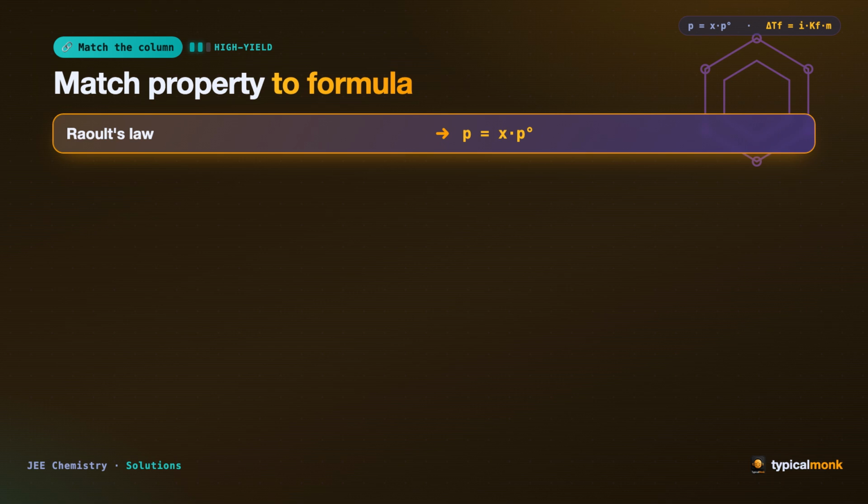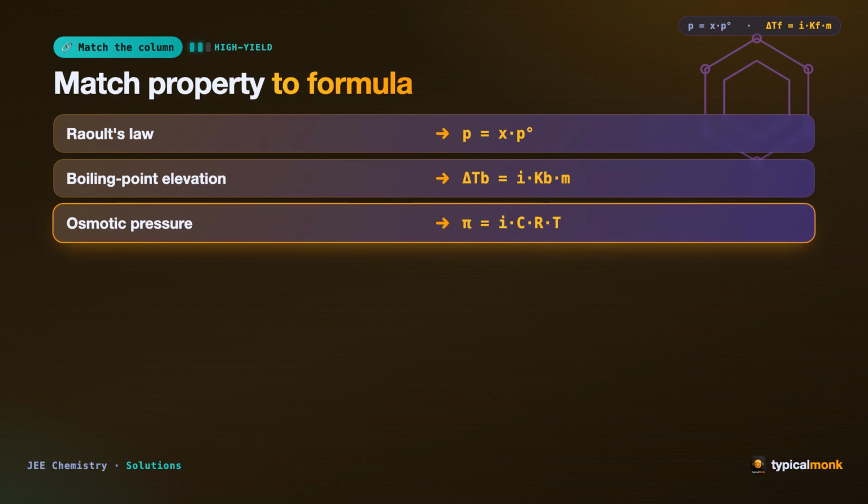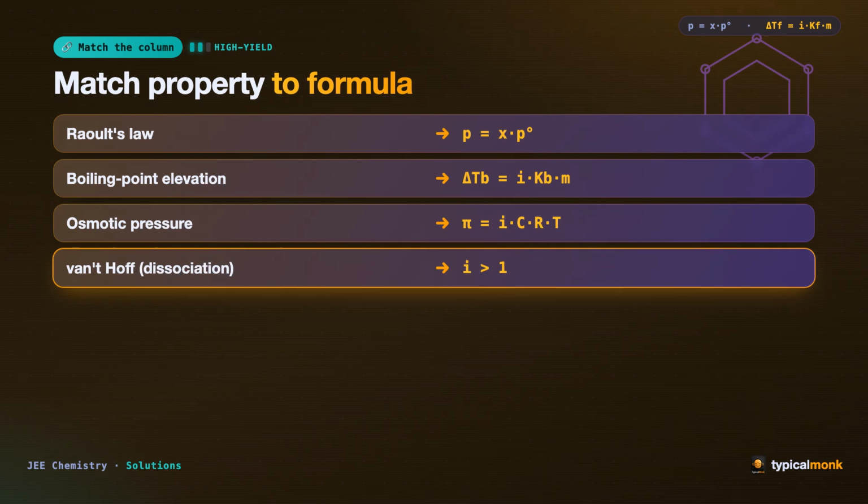Now match each property to its formula. Raoult's law goes to P equals x times p°. The boiling point elevation goes to ΔT_b equals i K_b m. The osmotic pressure goes to π equals i C R T. And the Van't Hoff factor for dissociation goes to i greater than 1. 4 pairs, and each is worth committing to memory.